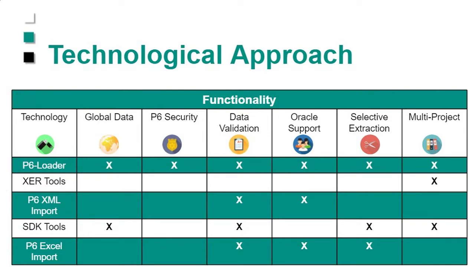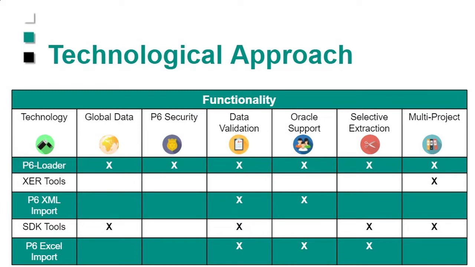We respect the security in P6, so you can only download or upload things with P6 Loader that you have access to in P6. If I don't have access to a project in P6, I can't download it into Loader. If I can't update the resource dictionary in P6, Loader won't let me update the dictionary either. We validate the data, so it's all checked. You'll get all kinds of good error messages if something doesn't work to let you know what the problem is.